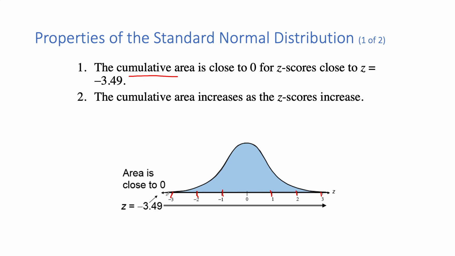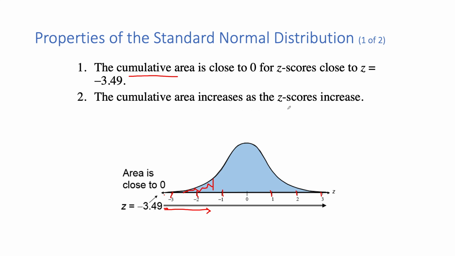So when I start traveling from negative 3.49 along this direction, I start to pick up more and more area under the curve. But when z-scores are close to negative 3.49, basically the cumulative area is very close to zero. It's not exactly zero, it's negligible, right? But as I travel further and further from the left end of this distribution, I start to pick up more and more and more of this area, right? I start to accumulate more and more of the area.